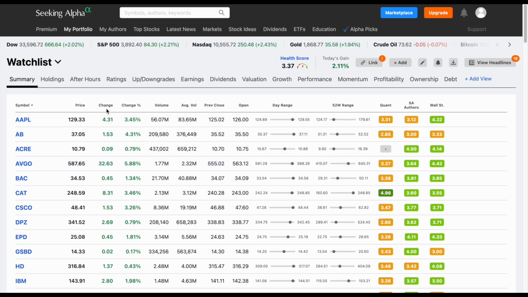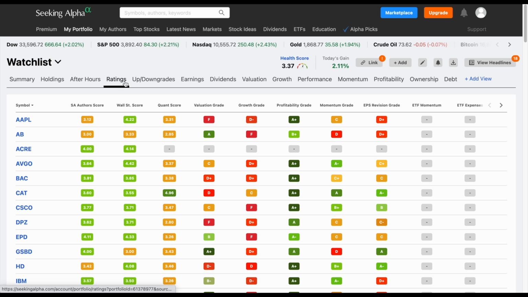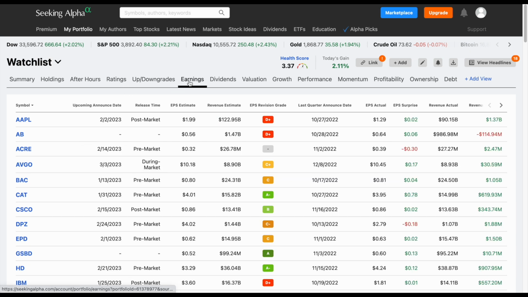Obviously, we have our price and our changes, our volume, and over here you can see we have our grades from the Quant, the Seeking Alpha authors, and Wall Street. What's really cool about this is whatever data we have right here, we can actually look at things like their ratings from different people. We can see their earnings right here, which I think is huge.